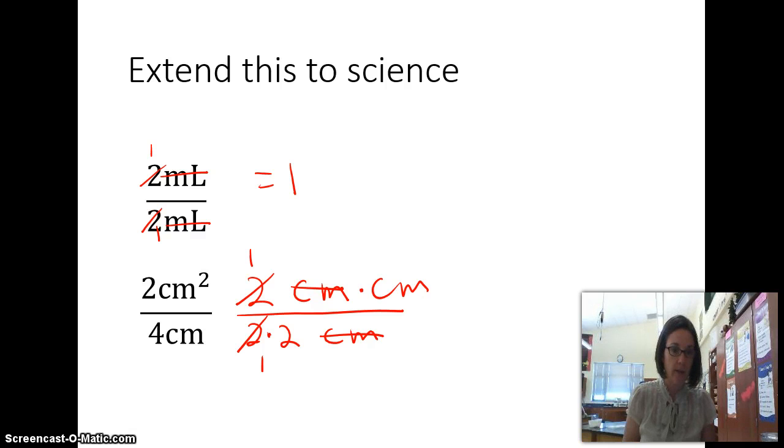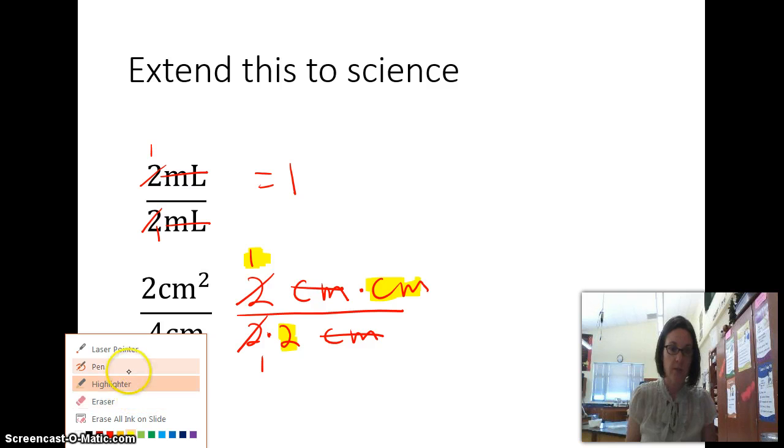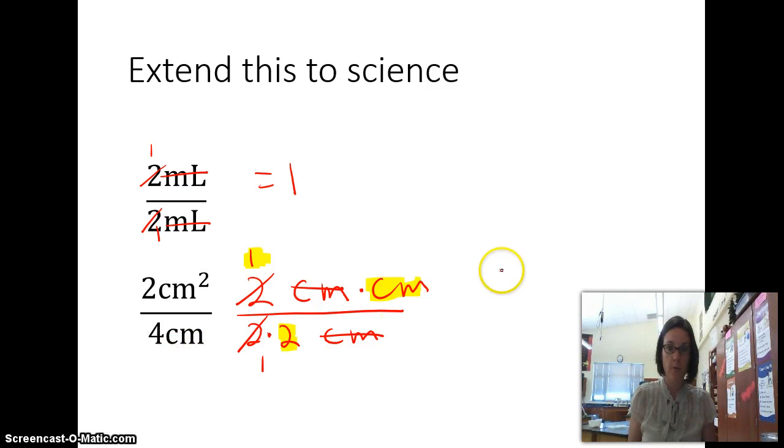So let's see if I can turn on a highlighter tool and highlight what's left. Number-wise, we have a 1 in the numerator and a 1 times 2, which would just be 2, in the denominator. And unit-wise, all we have left are centimeters. So if I rewrote this to the simplified form, it would be 1 centimeter over 2.